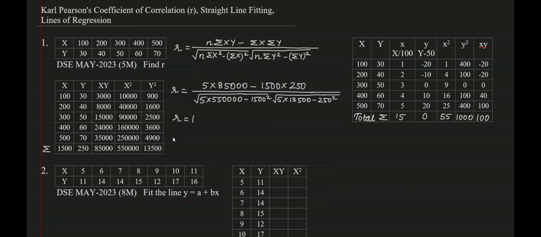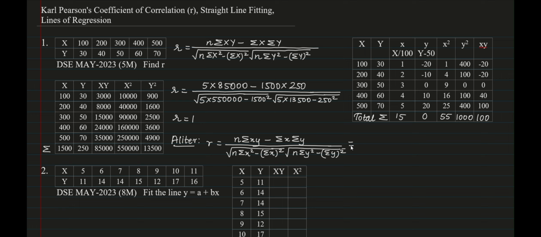So in this alternative method, R can be calculated as n times summation xy minus summation of x into summation of y, the whole upon square root of n times the summation x square minus summation of x the whole square into square root of n times the summation y square minus summation of y the whole square.